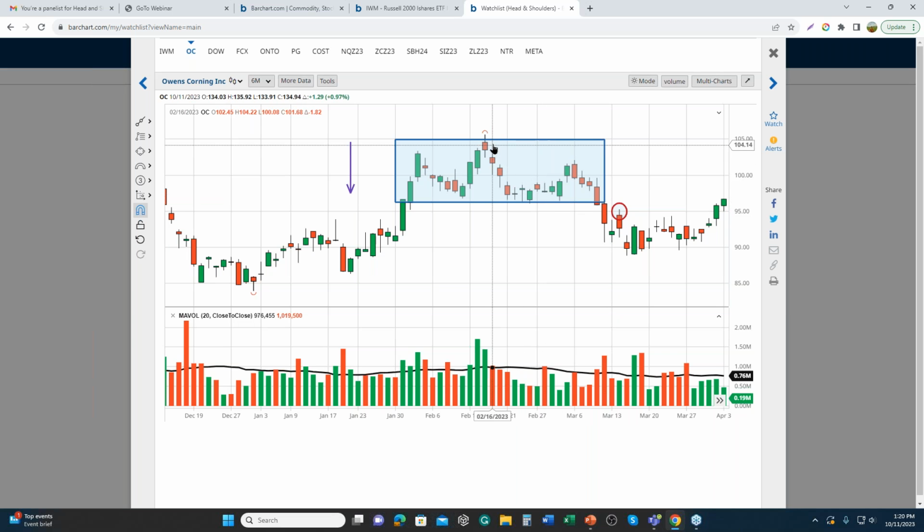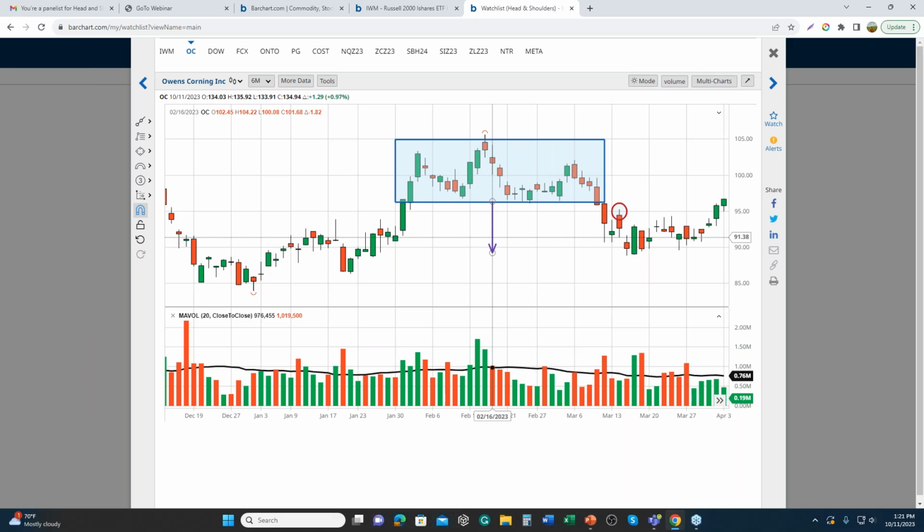Again, measuring our head to our neckline, in this case, could give us a potential target of how far we think. Again, the lesser of the two, either the distance from head to neckline or the origin of our last impulse move on the uptrend. So in this case, it was the distance from the head to the neckline.